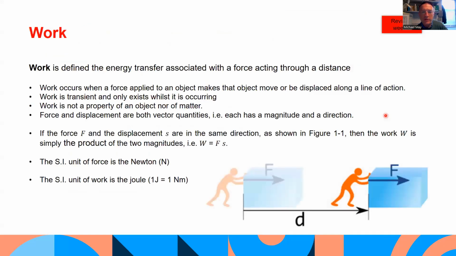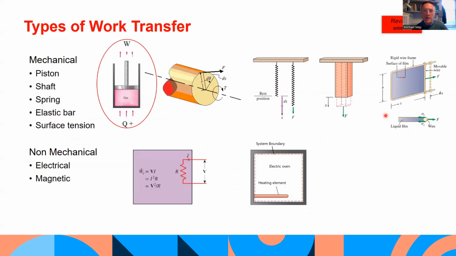So just a brief recap. Work is defined as the energy transfer associated with a force acting through a distance. So when you push that box across a room, then it's the force required to push that box multiplied by the distance that it's displaced that will give you the work done during that process. And the force is in newtons, the distance is in meters. So 1 Newton meter equals 1 joule, which is the SI unit for work.